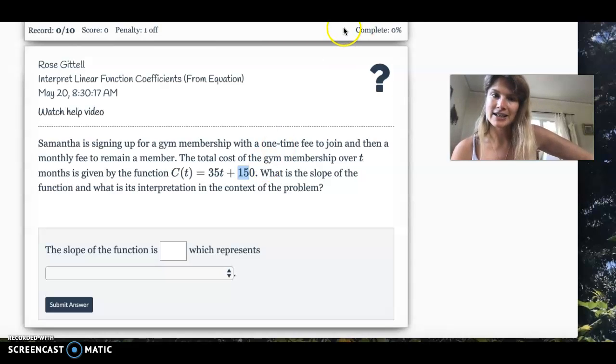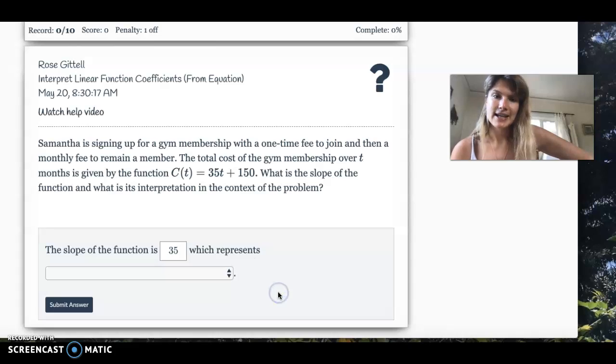Thinking back to the example on the first slide of this lesson, 35 would be the slope, since it's in front of the t. It's in front of the variable.